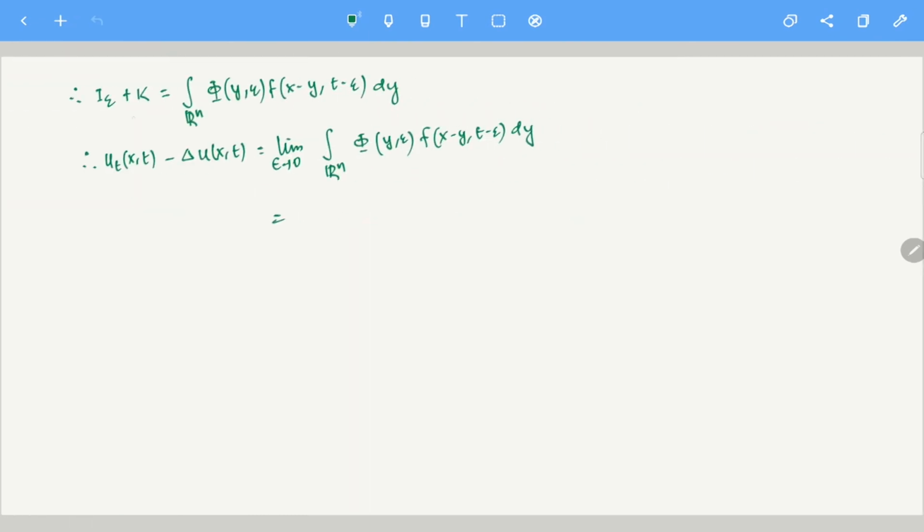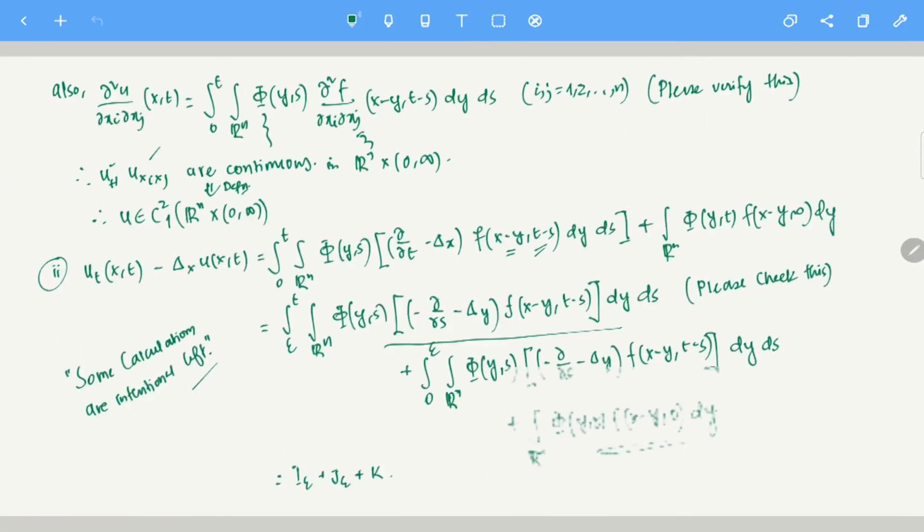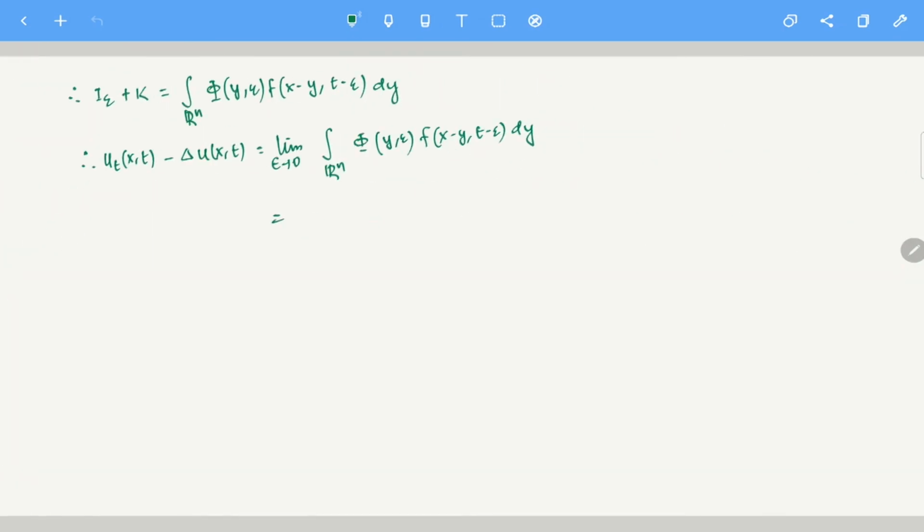All I need to do is worry about I epsilon plus k, which is this. Let me again recall: u_t minus delta_x of u is I epsilon plus J epsilon plus K. J epsilon is c epsilon, so this is very small. I epsilon plus k is what I need to make very small as epsilon tends to 0.